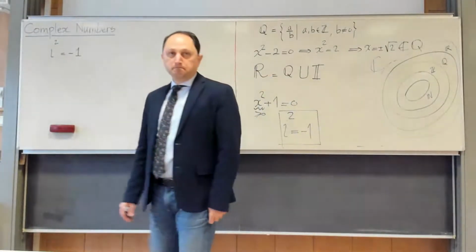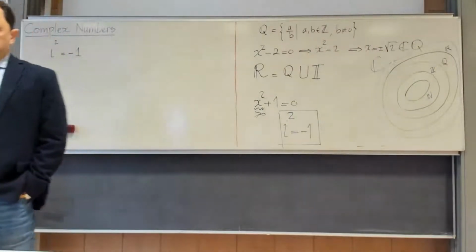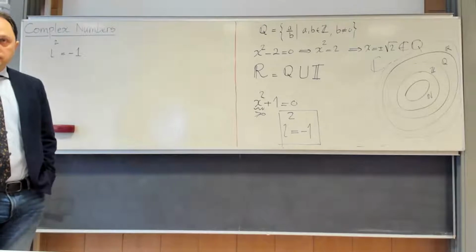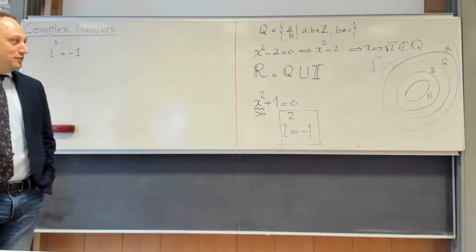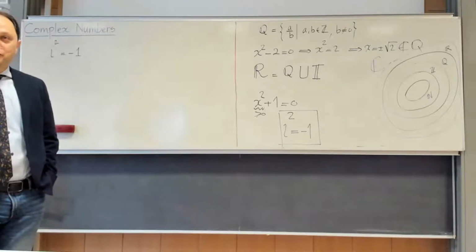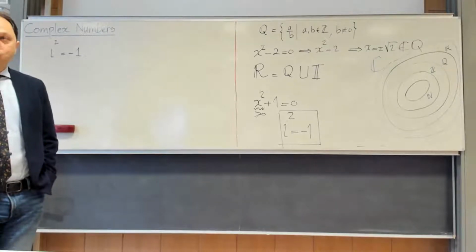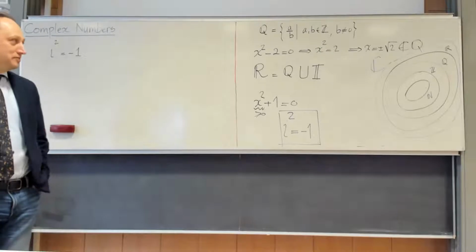Okay, so you say for polynomial equations, but is there another set for other types of equations? No, it turns out that that is completely enough for all possible solutions of all equations. So imaginary numbers, that's the final for everything. Okay, that's good.